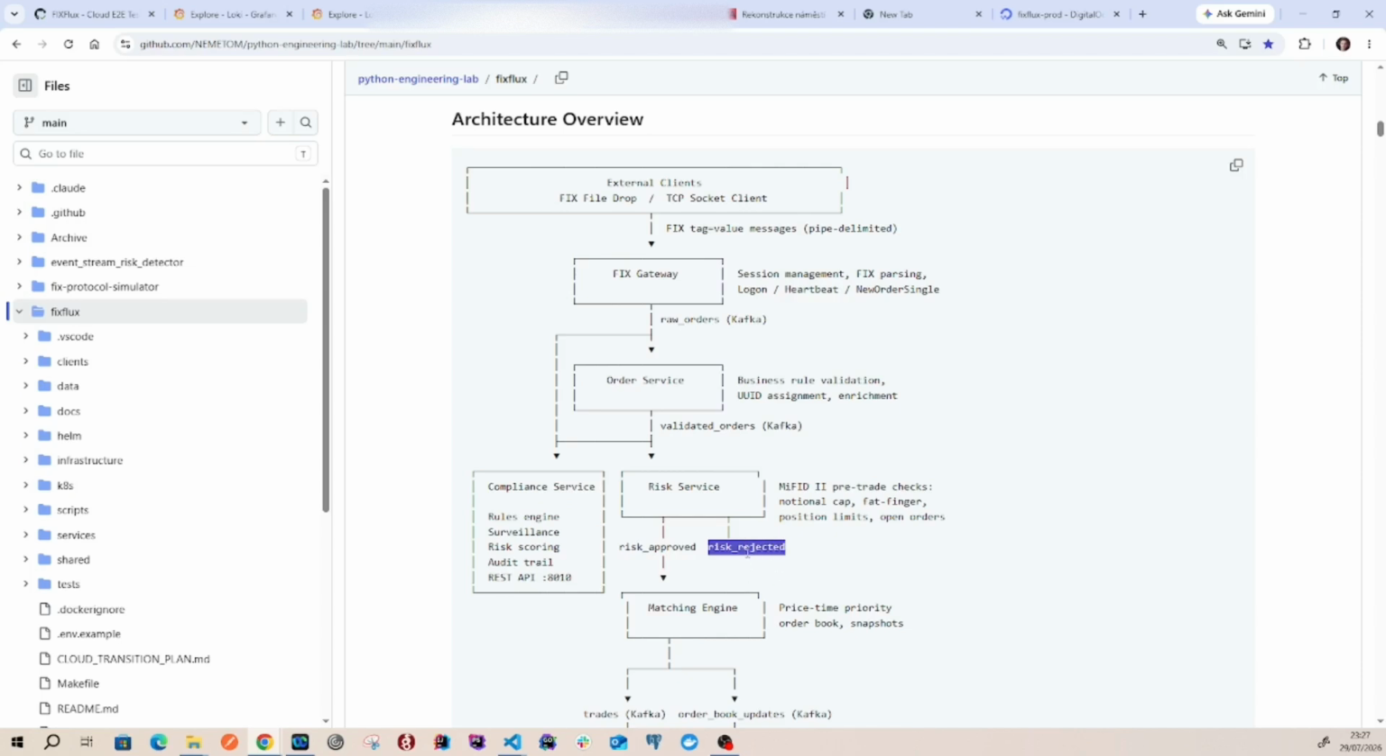In the next video, we'll look at compliance, a service that doesn't block anything, but builds a tamper-evident audit trail for every order that does get through.